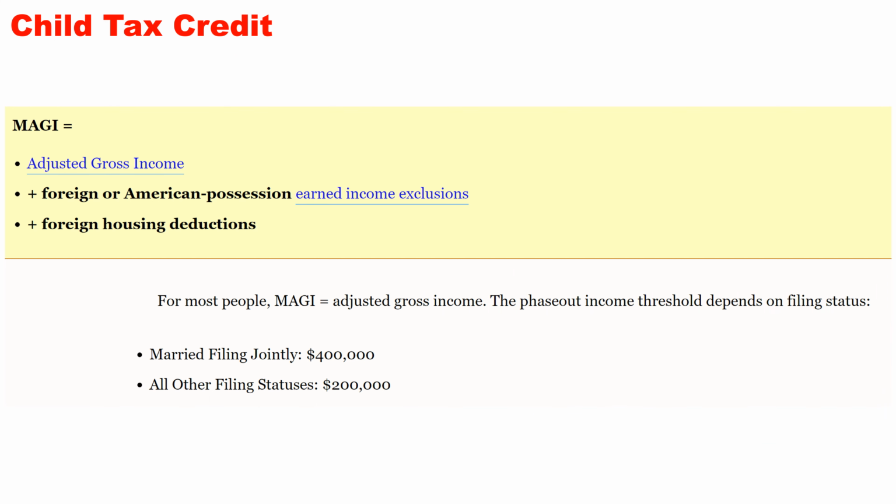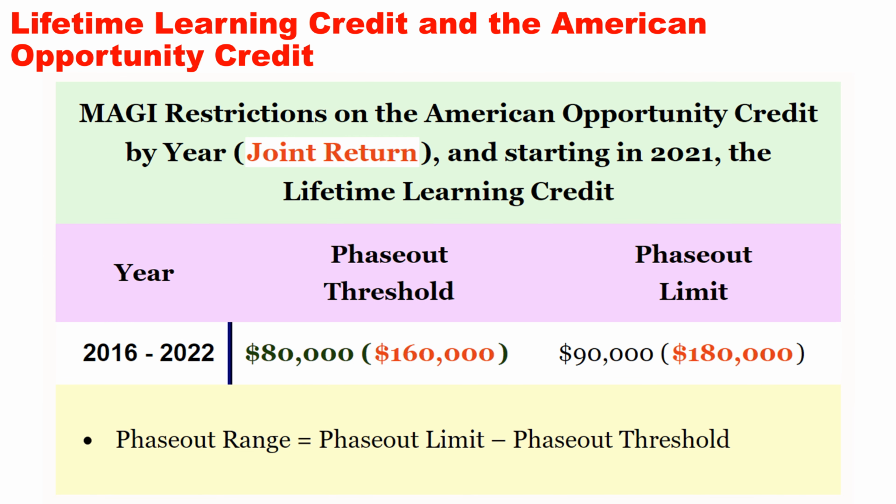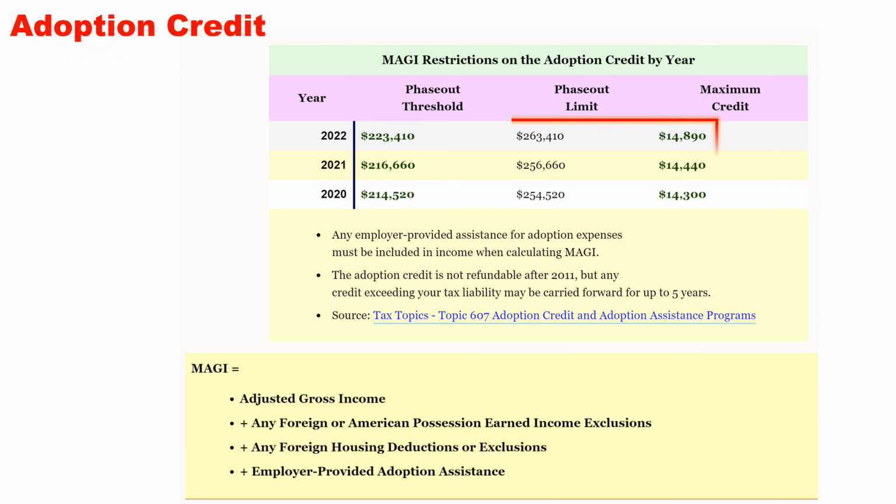The child tax credit also has AGI limits, but they are rather high: $400,000 for married couples filing jointly and $200,000 for everyone else. These are the AGI limits for the educational tax credits. The adoption credit also has rather high AGI limits.